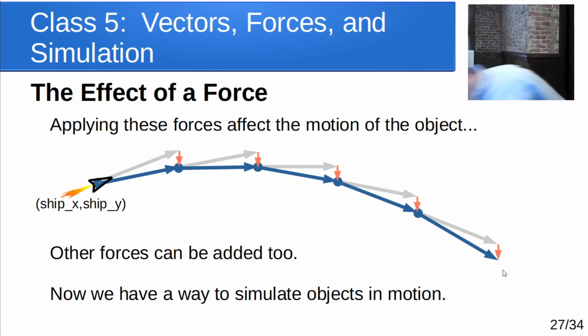Oops, I lost it. My table tennis ball here. You get that curved path, and that's because there's a force acting on this, pulling it downwards, affecting what would have been a straight line otherwise. Now, you can apply other forces to this as well.